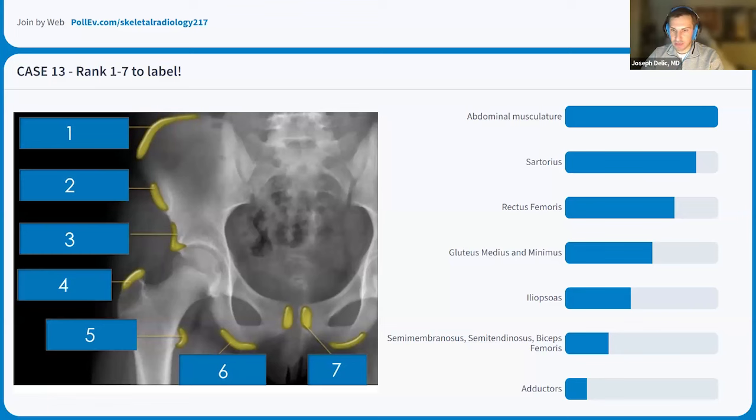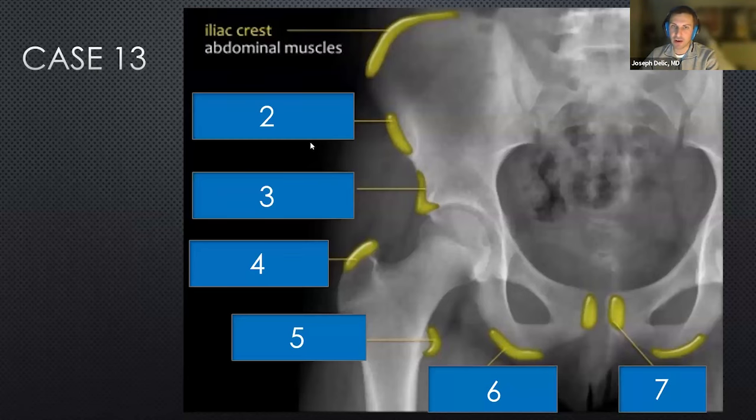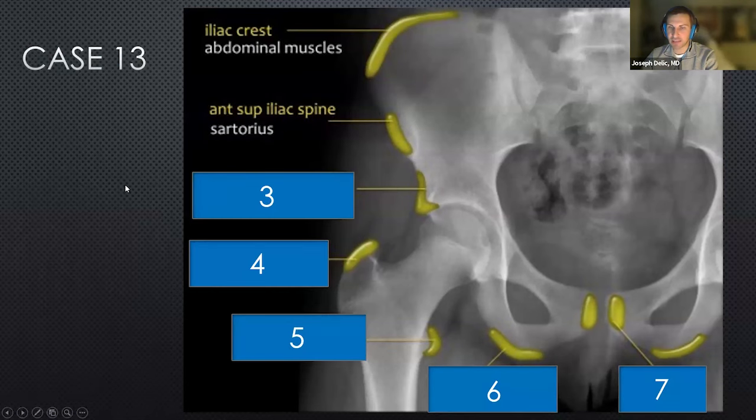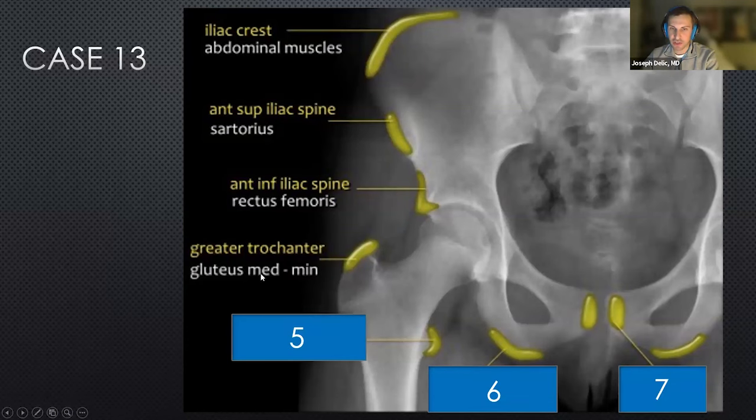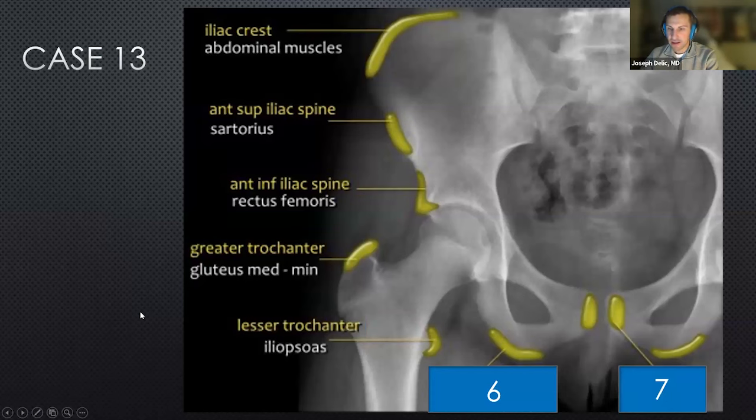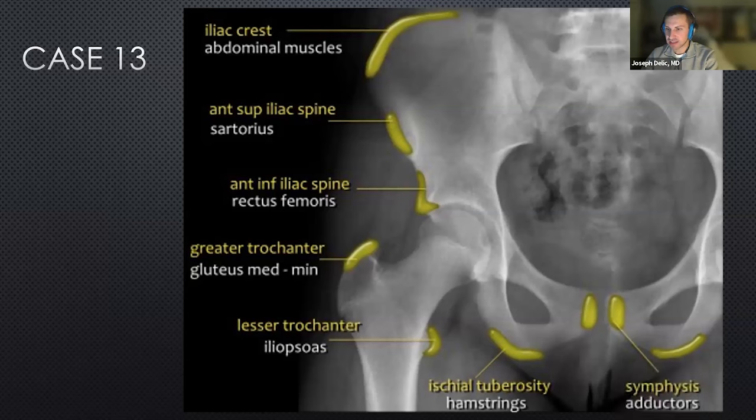Good. So I like what I'm seeing on this one. We have our 1 to 7. So number 1, right, this is our abdominal musculature in the iliac crest, our obliques and transversus abdominis. Number 2 is going to be the anterior superior iliac spine. That's the sartorius. 3 is the anterior inferior iliac spine, the rectus femoris. 4 is the greater troch, which is going to be gluteus minimus and medius. And then 5, iliopsoas at the lesser trochanter. 6 is our hamstrings at the ischial tuberosity, and last but not least is the symphysis pubis and the adductors. Good. So those are your avulsions around the pelvis.